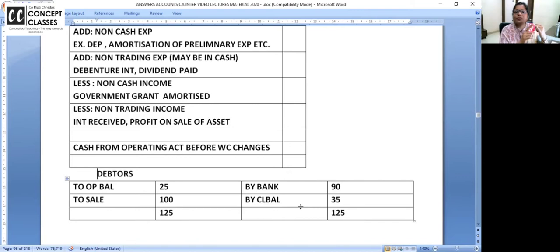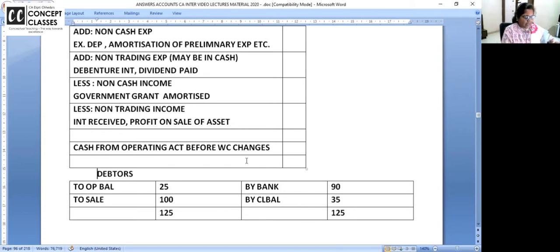Current assets, I hope all of you know, stock, debtors, cash, prepaid expenses; current liability, creditors, bills payable. The definition of working capital is current assets minus current liability. It's a super important chapter in FM also, working capital. Now, debtors have increased from 25 to 35. Now, increase in debtors means more money is blocked in debtors. So can I say cash has gone out? So now when I say cash has gone, what I should do in the cash from operating activity is less.